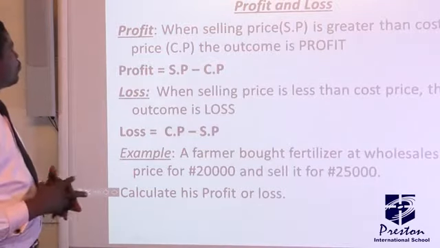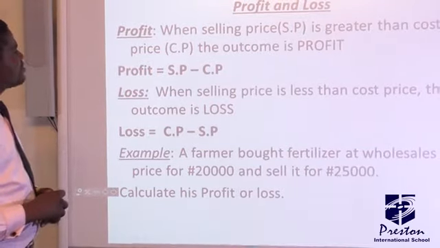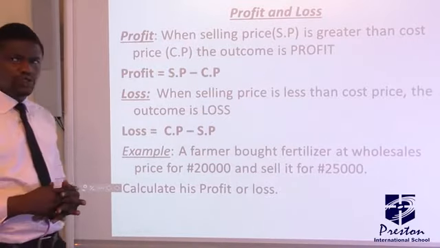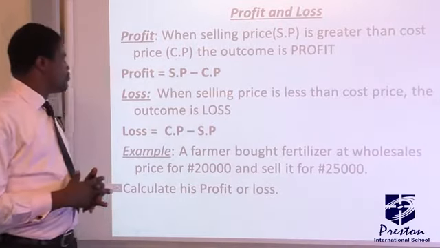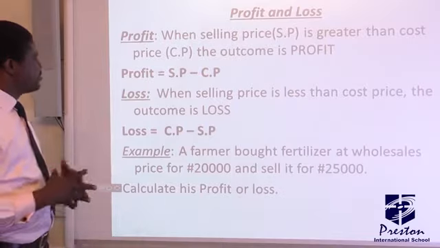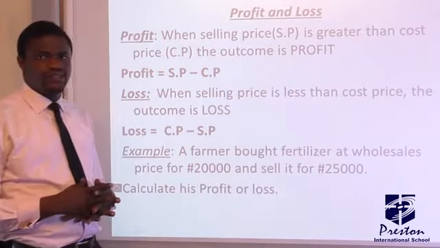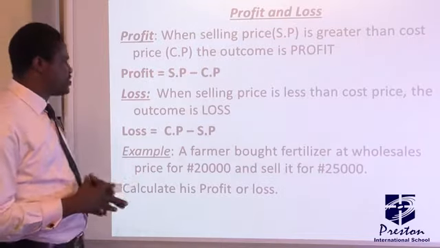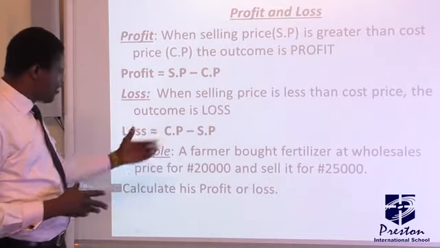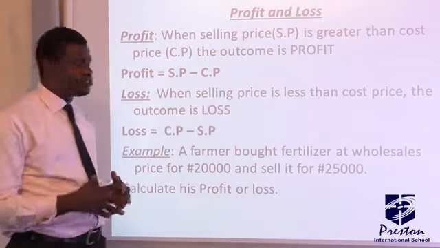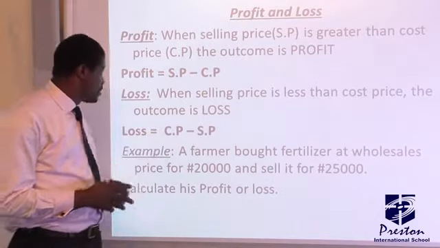Now, profit. When selling price is greater than the cost price, the outcome is profit. And when the selling price is less than the cost price, in that situation, what we have is loss. So that's why we have the formula to calculate the loss in the transaction. We have cost price minus selling price.